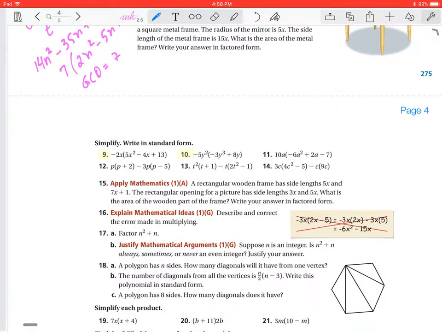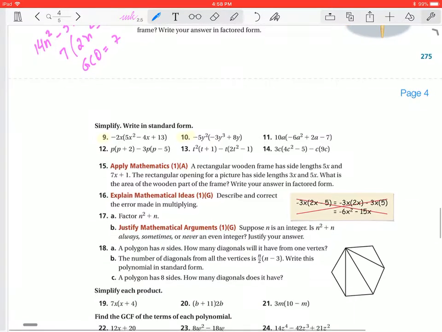All right. Now, problem number 9. Let's talk about problem number 9 and 10. We're going to write this in standard form. Standard form means that all of the terms are distributed, and we've ordered our polynomial or trinomial in order from largest to smallest. So we're going to distribute our terms.